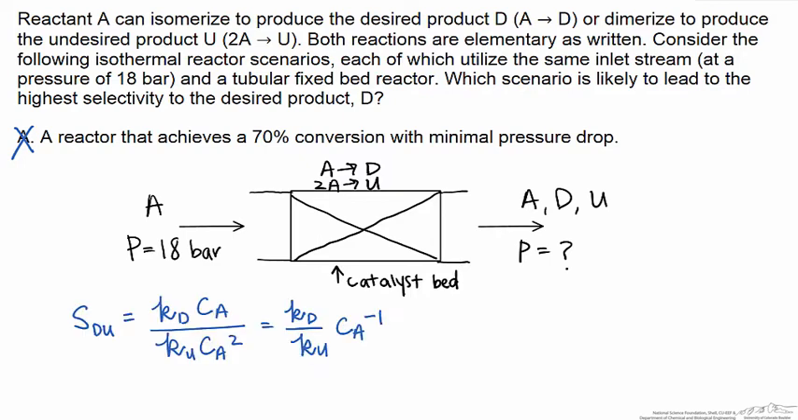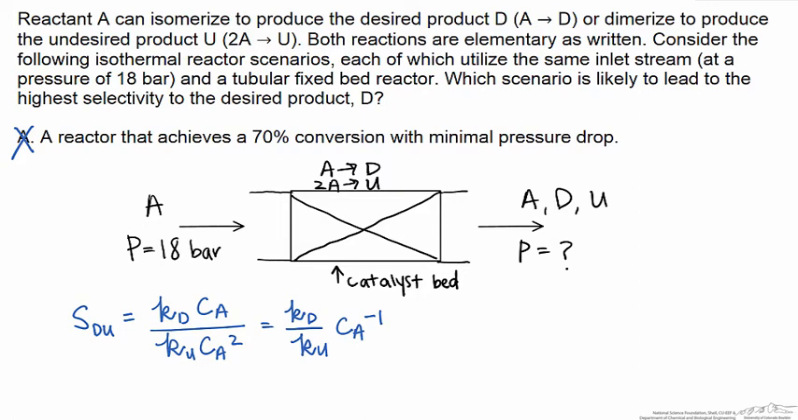If we look at our instantaneous selectivity of the desired to the undesired product, we're going to expect that that's equal to the rate of the unimolecular reaction, which is first order in A, divided by the rate for the undesired reaction, which is second order in A. And so the instantaneous selectivity is going to be equal to this ratio of rate constants times the concentration of A to the negative first power. So in other words, as the concentration of A increases, the selectivity to the desired product is going to decrease.